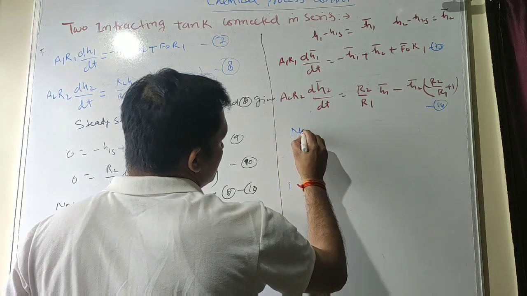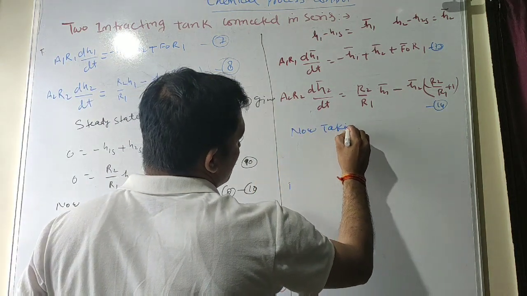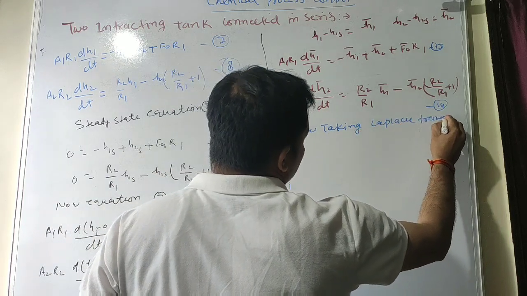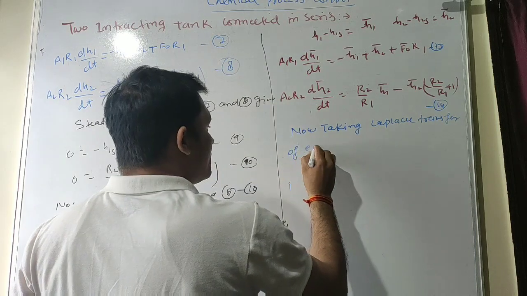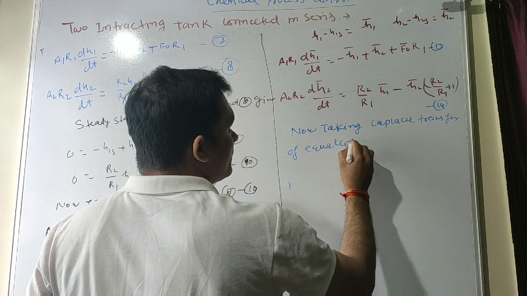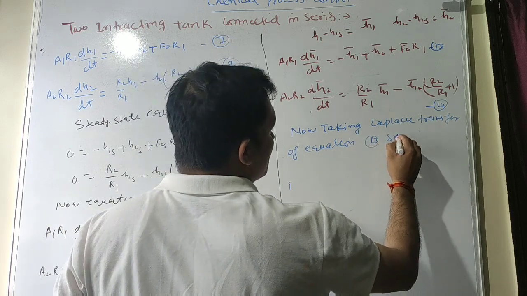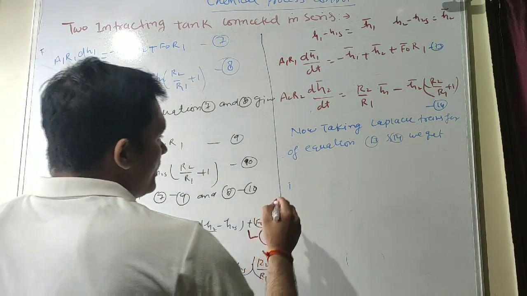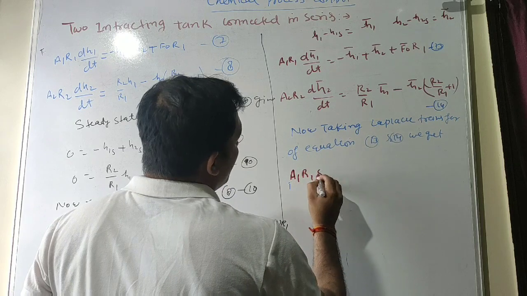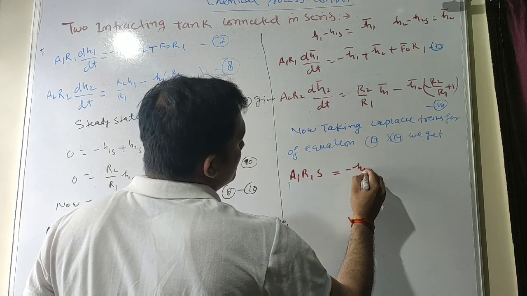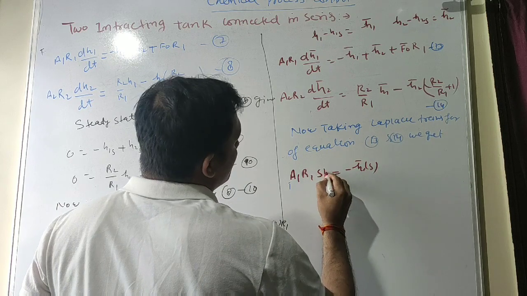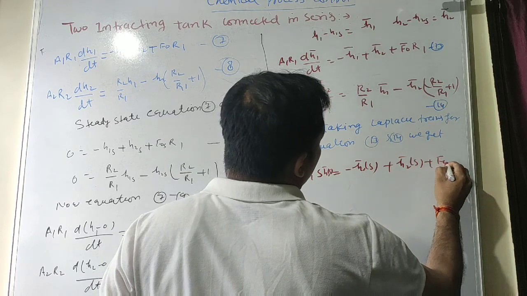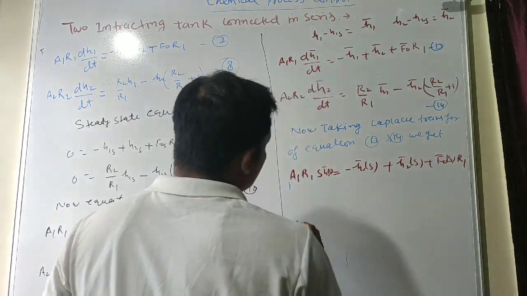Now taking the Laplace transform of equations 13 and 14, we get a1 r1 s equal to minus h1 bar s plus h2 bar s plus f0 bar s into r1.